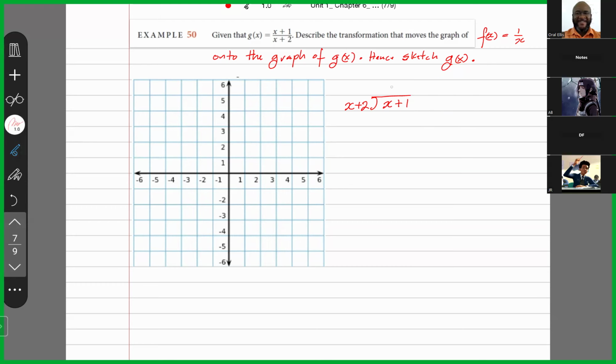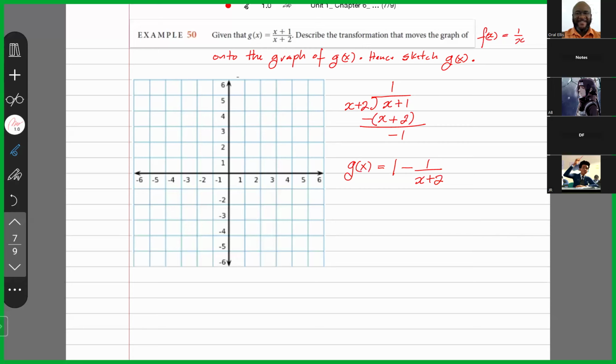Now, x into x is 1. 1 times x is x, plus 1 times 2 is 2. Subtract. When we subtract, we get minus 1. So what this means is that g of x, which is x plus 1 over x plus 2, is the same as saying 1 minus 1 over x plus 2.